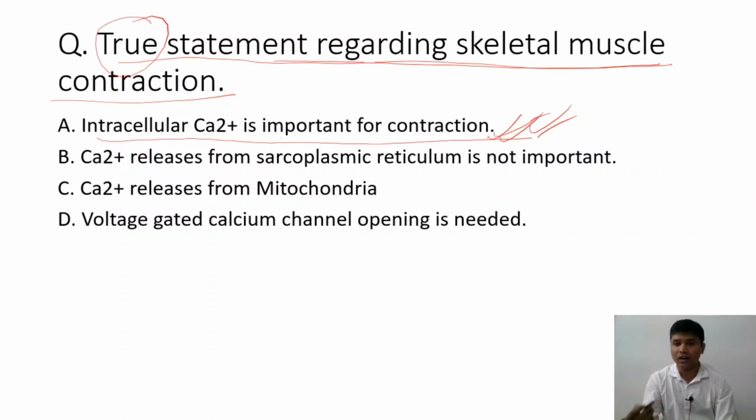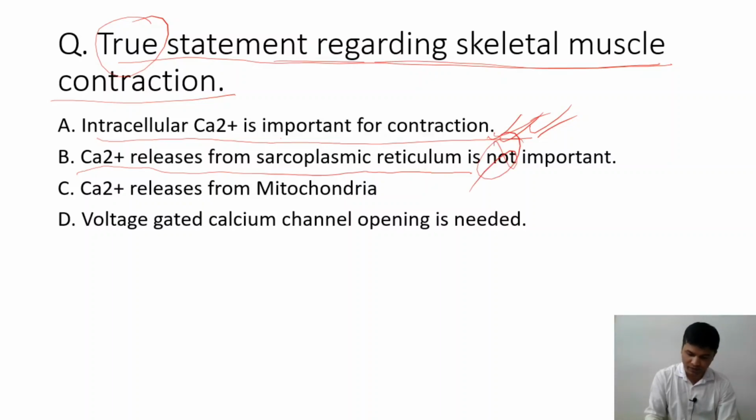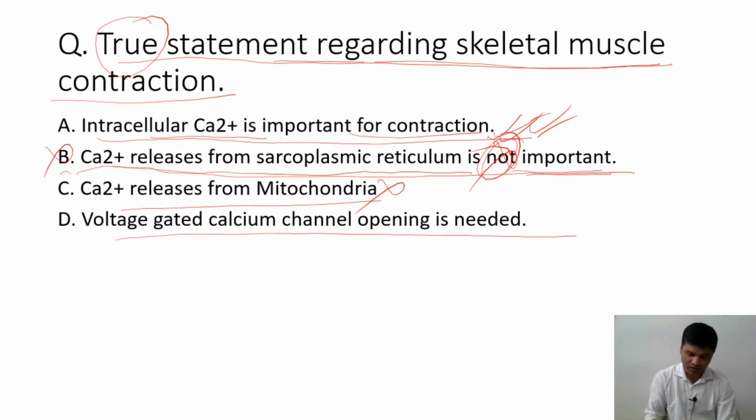So let's see the other options. Calcium released from sarcoplasmic reticulum is not important, as written here. Actually calcium released from sarcoplasmic reticulum is important, so this is not going to be the answer because it says not important. Then calcium released from mitochondria, obviously this is not going to be the answer. Voltage gated calcium channel opening is needed, no, it is not needed here. It is needed in cardiac muscle or smooth muscle. So this is not going to be the answer.